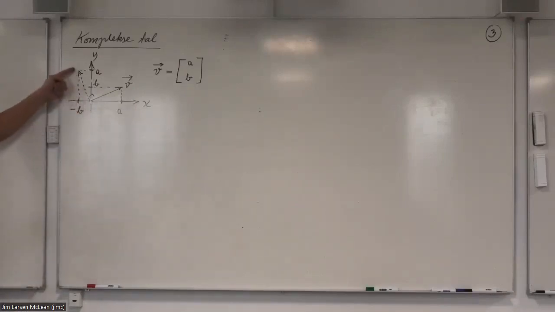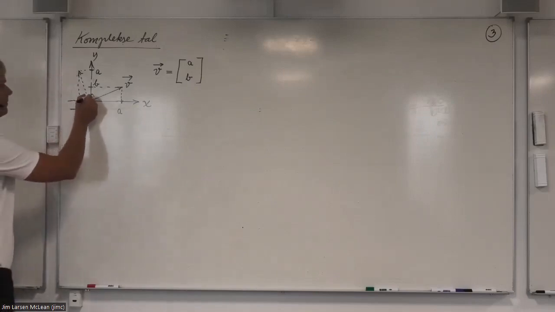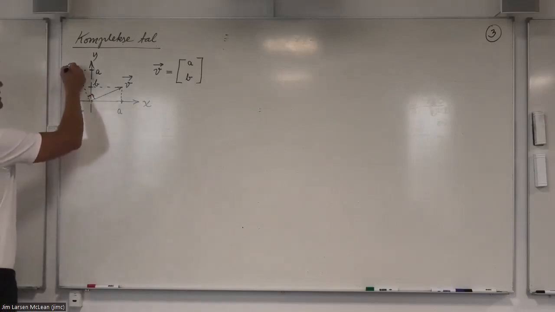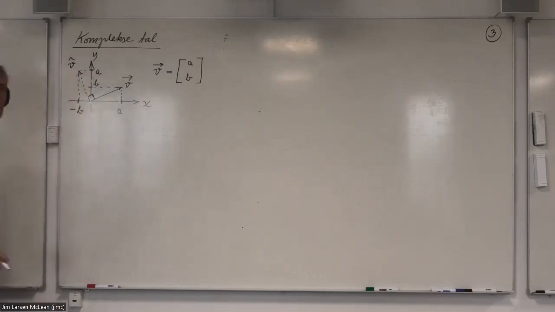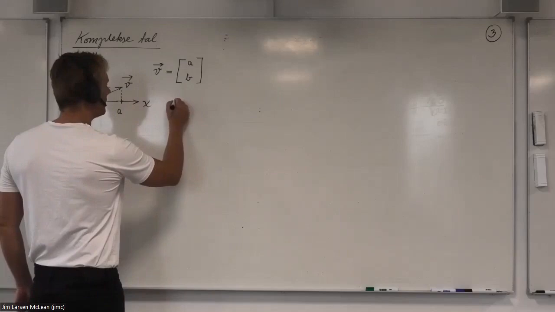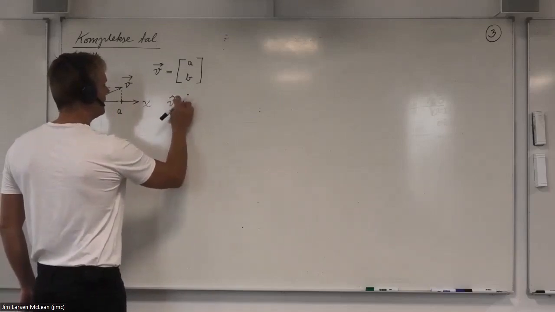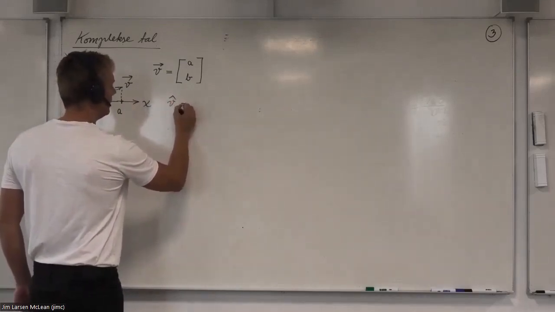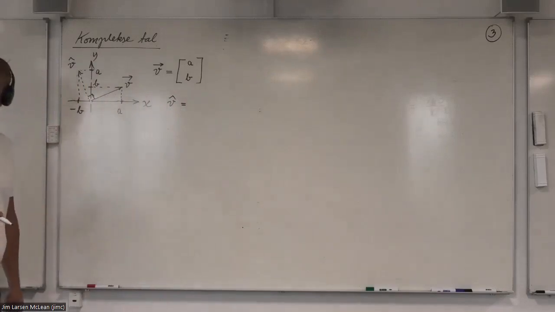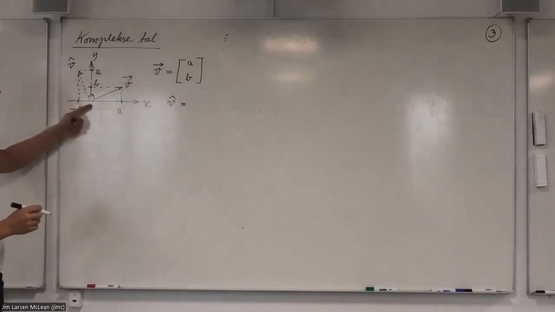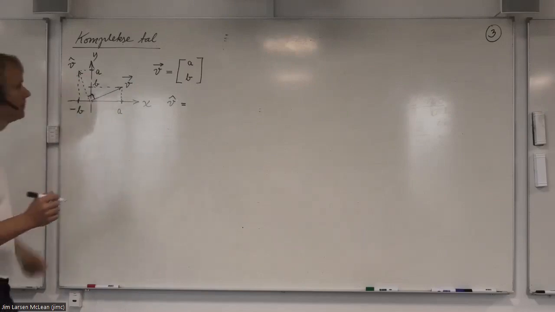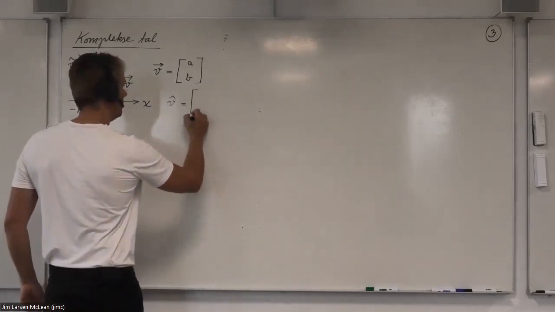And this new vector that has been rotated 90 degrees, they've given it a name. They call it the transverse vector and put a hat on it. Some just call it the hat vector. So the hat vector v hat, what coordinates does it have? What is its x coordinate and what is its y coordinate? Well, we can see it here. Its x coordinate is minus b and its y coordinate is a. So I can write it like this, minus b, a.